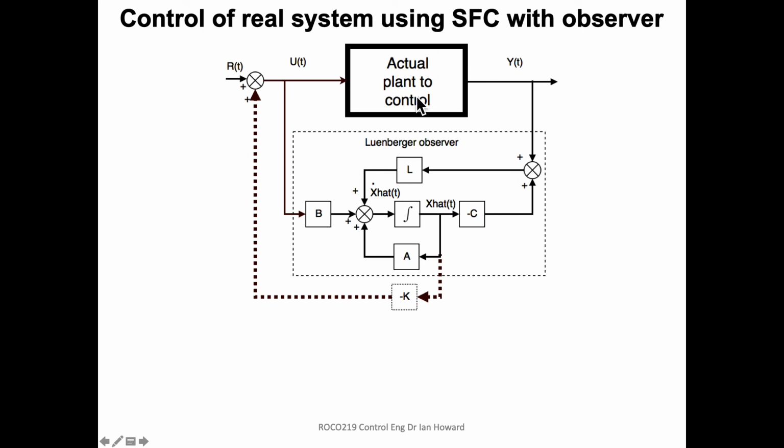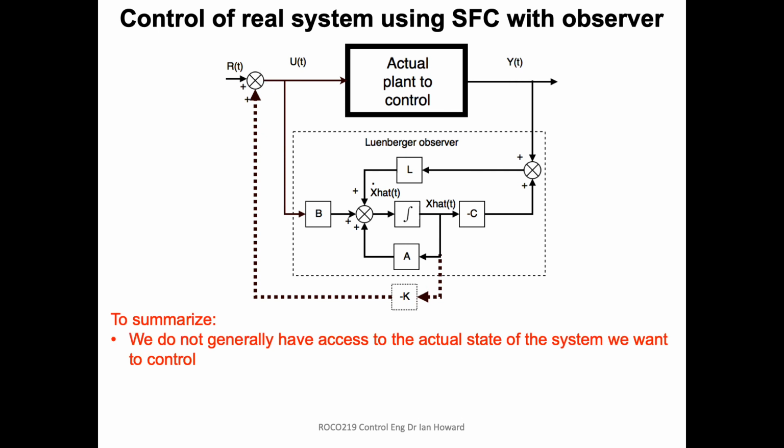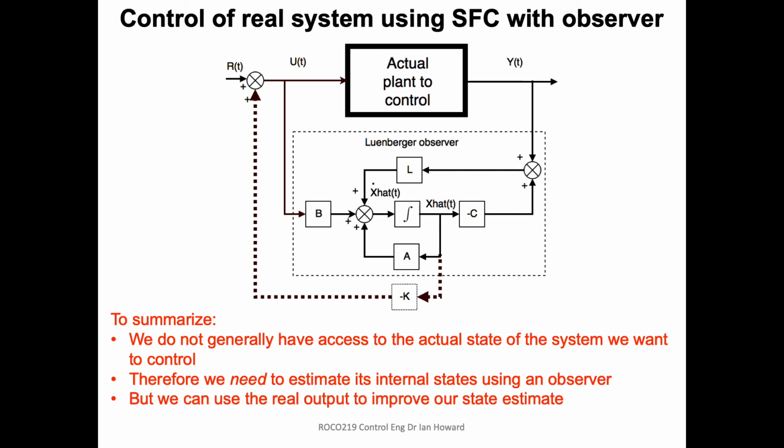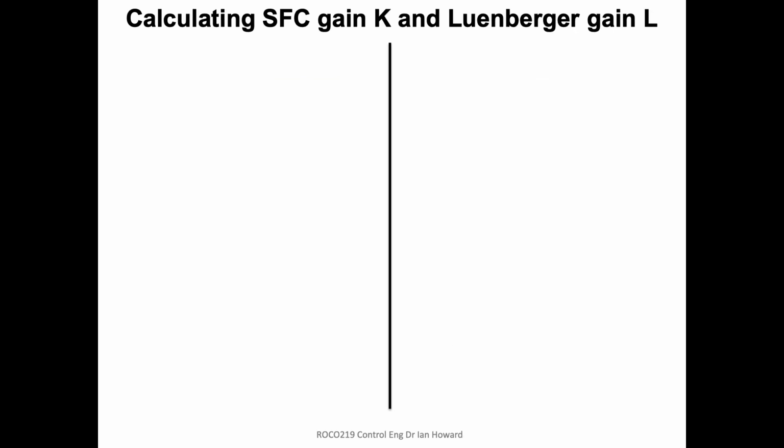It's like a black box that we can still tap off the controller. We still tap off the control, put it through our Luenberger observer, correct using the output that we do actually have, and generate our state estimate x hat, and use that for full state feedback control. That's the important thing. So to summarize, generally we don't have the full state of a system, and we want to estimate it using an observer. And whenever possible, we should also use the actual output of the system in order to improve our state estimate.